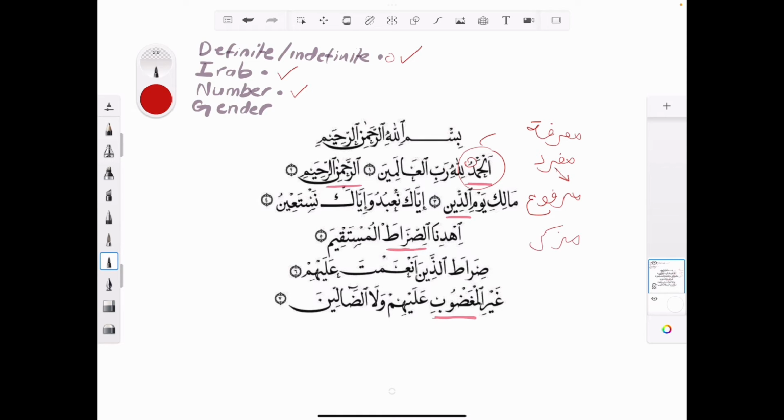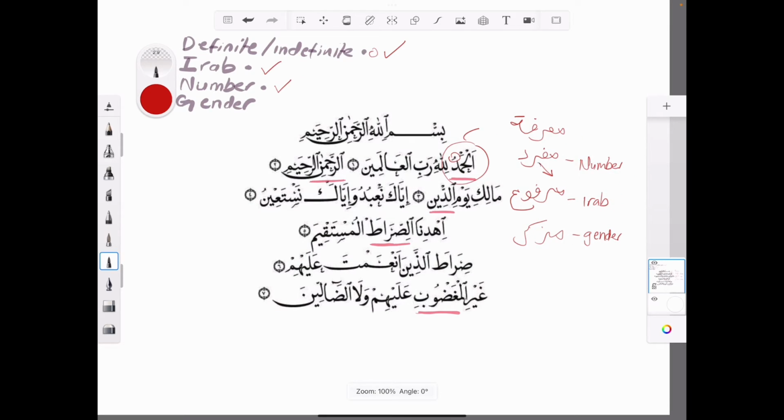Mudhakkar. So, as you can see, I've done the gender here, the i'rab here, the number here, and I've also done whether it's definite or indefinite.